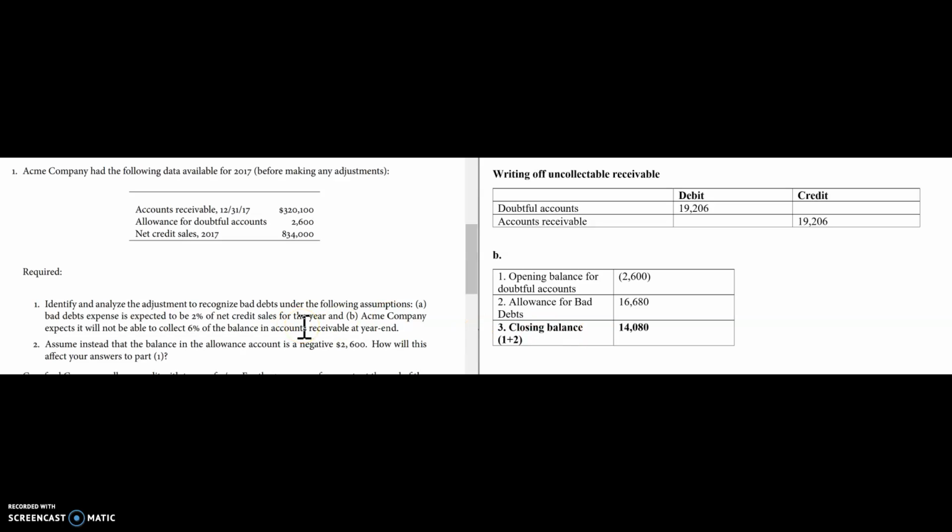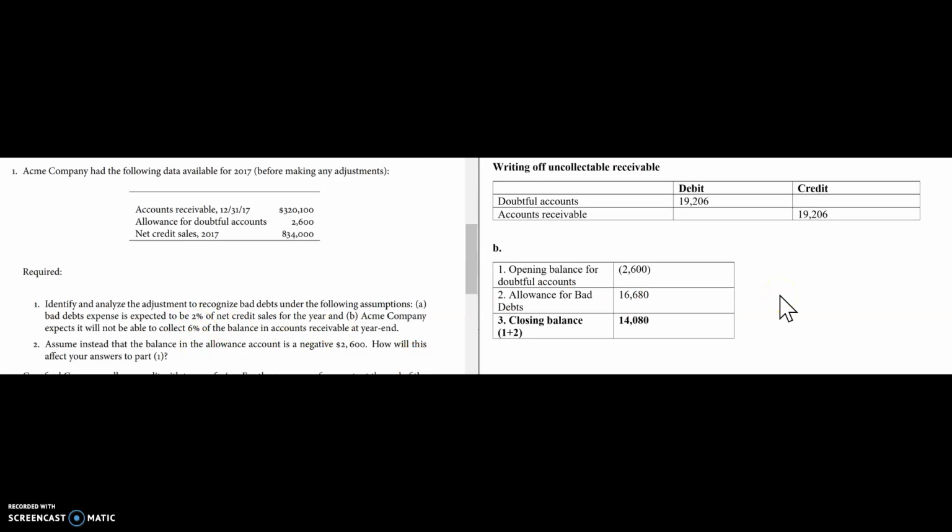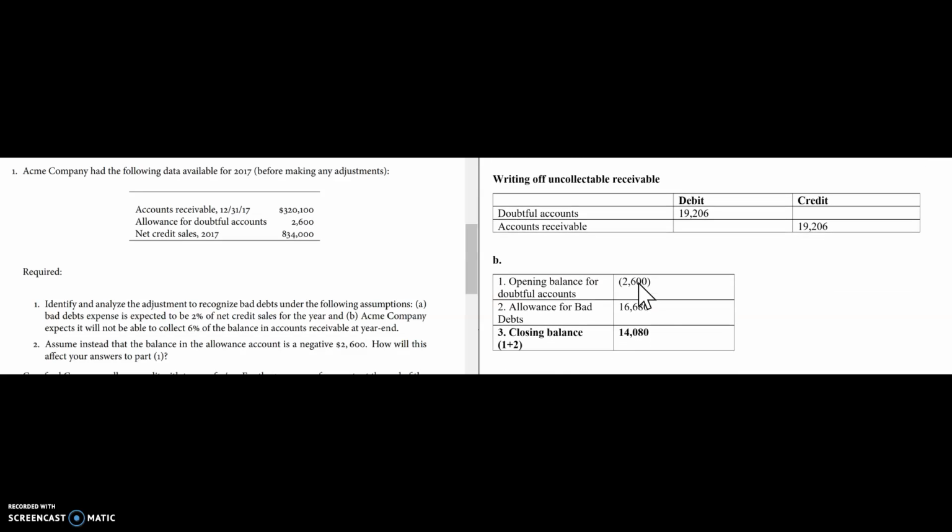To answer question 2, which is assuming instead the balance in the allowance account is negative $2,600 to start off with, how would this affect our answers in question 1? So to go about this, we have table B set up here. We have the opening balance for doubtful accounts, which is given at negative $2,600. We have the allowance for bad debts taken from assumption A in part 1 at $16,680. We simply then add both of those values to find the closing balance of the account, which is $14,080.